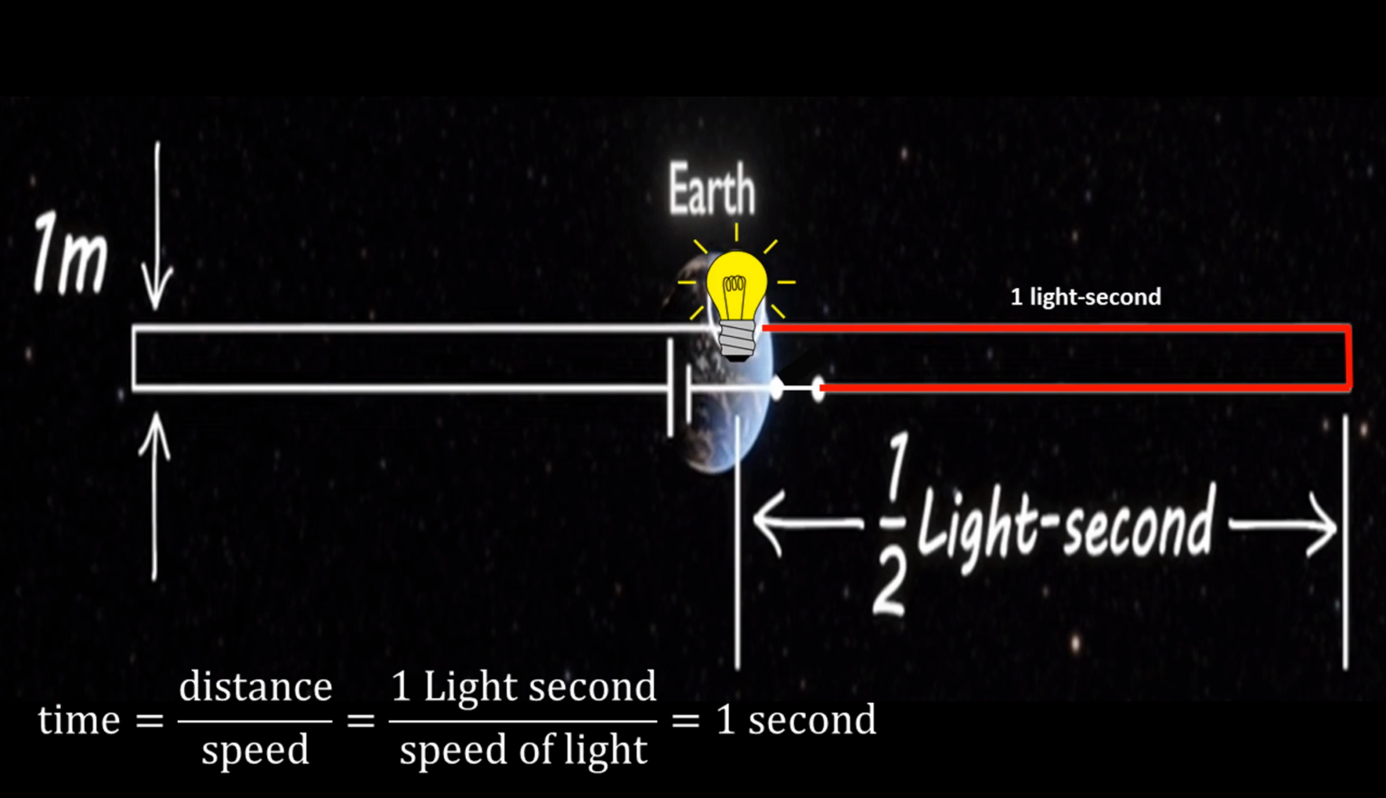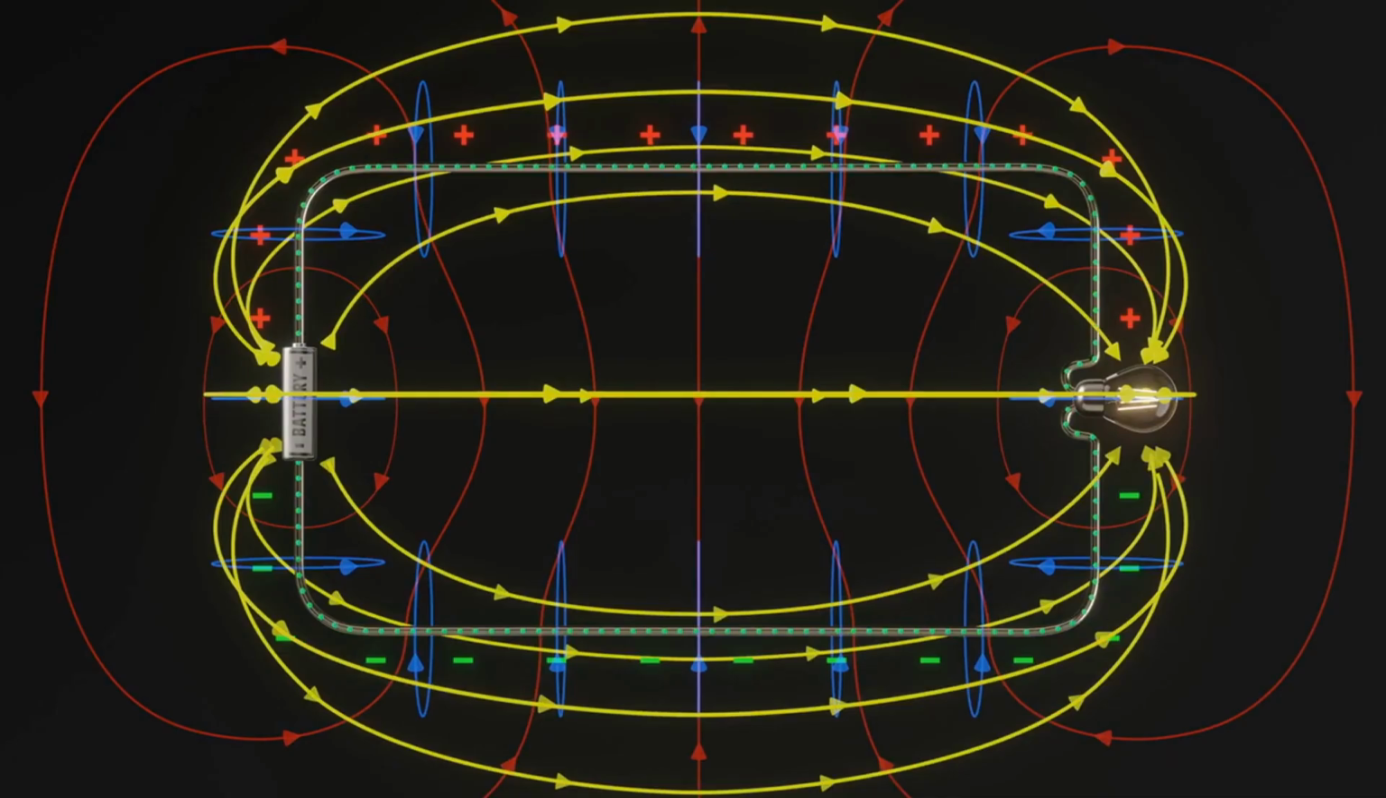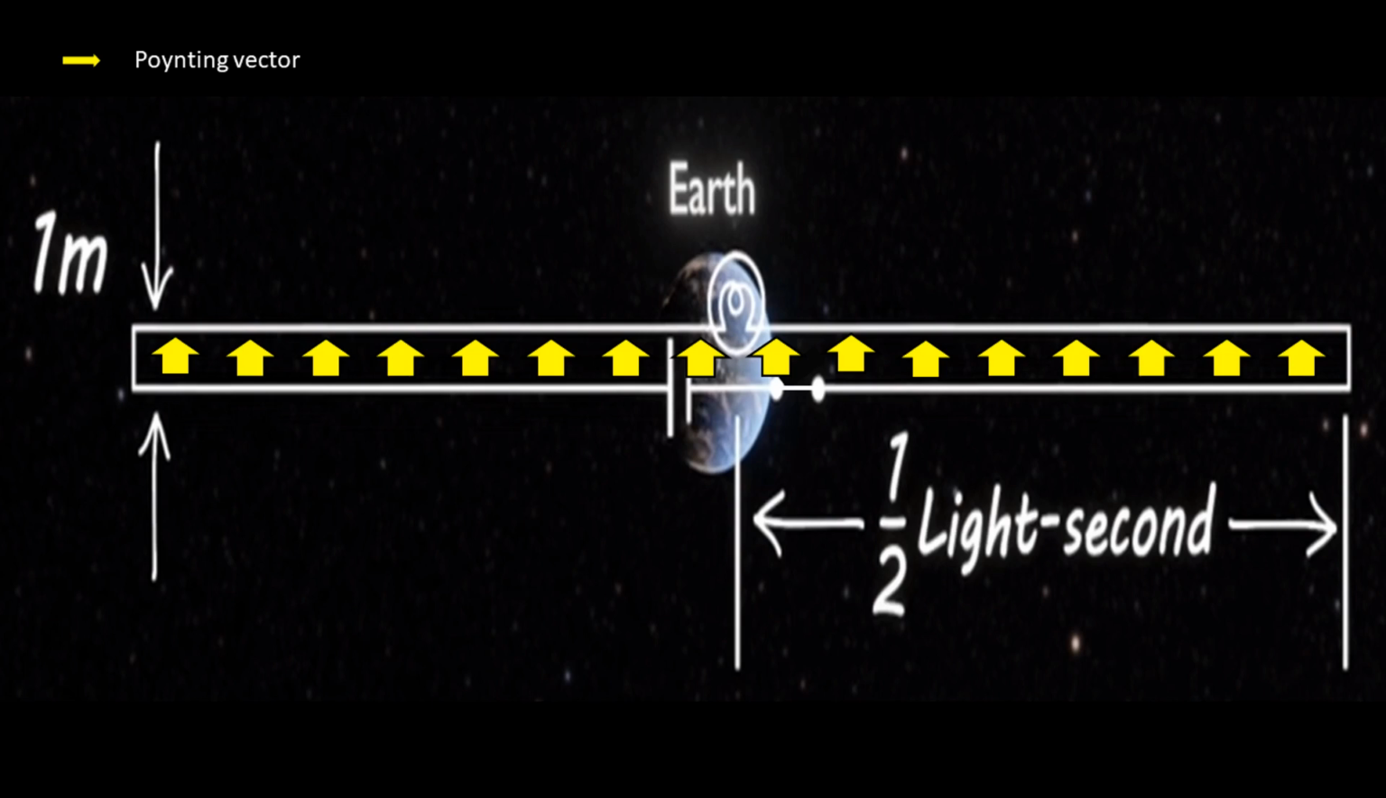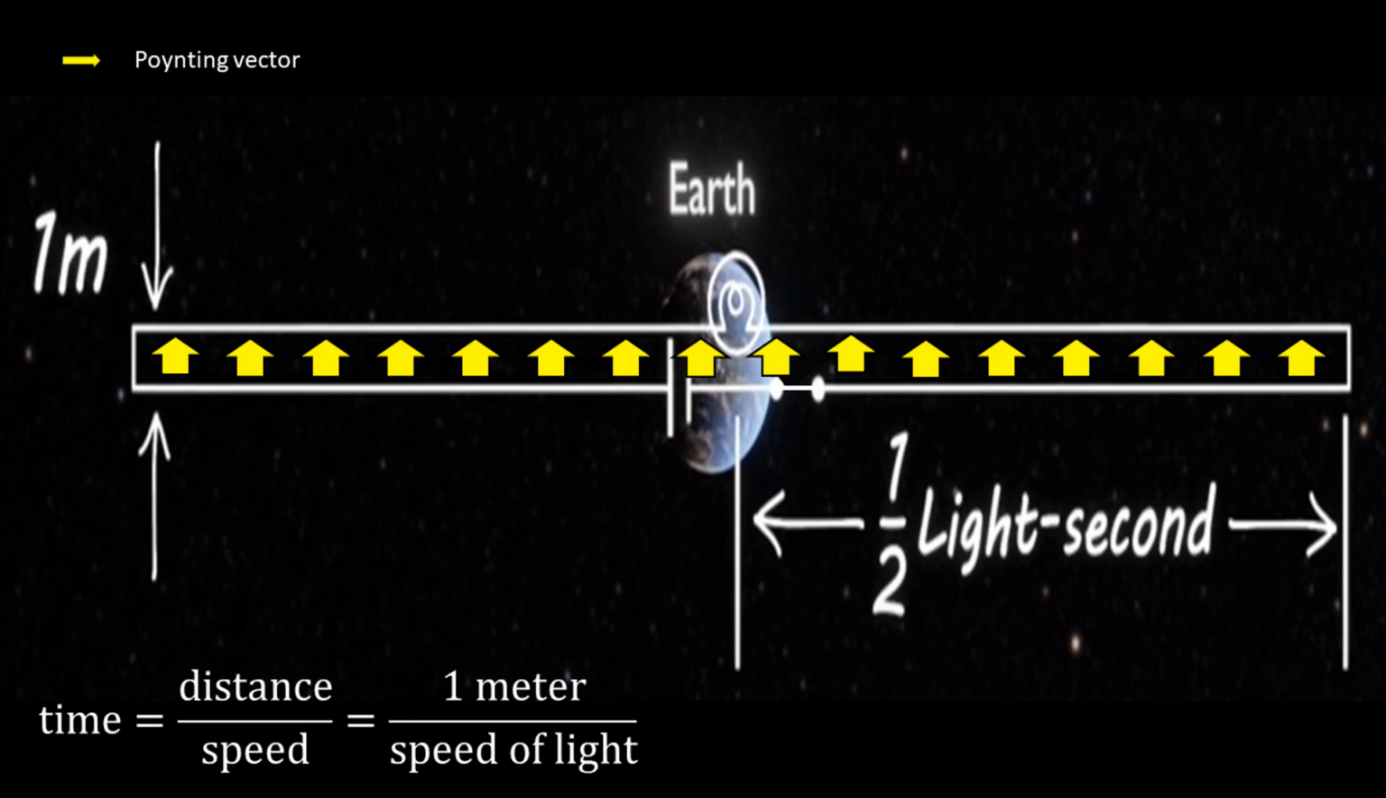However, according to Derek, this answer ignores the nature of the Poynting vector. Since the Poynting vector shows the flow of energy, and since the vector directly spans the 1 meter distance between the two halves of the circuit, we should instead use 1 meter as the distance that the signal needs to travel. Therefore, the delay between closing the switch and the light turning on should only be around 3 nanoseconds. Unfortunately, this explanation leaves out 2 crucial details.